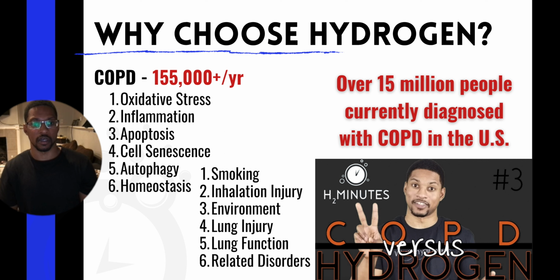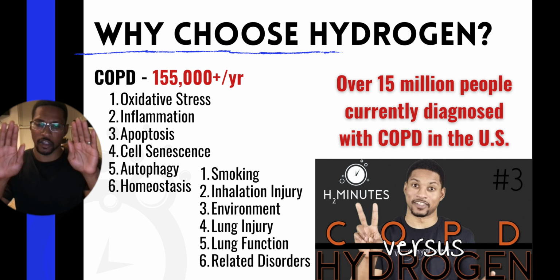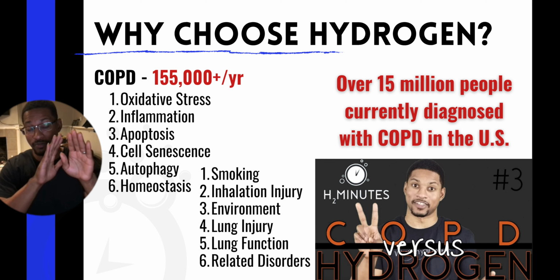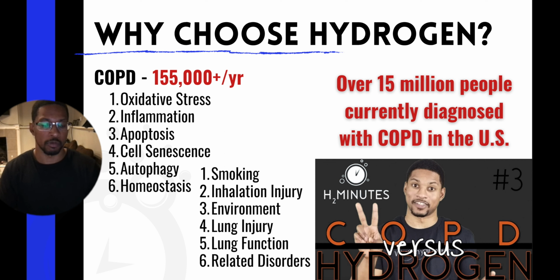Next would be COPD with 155,000 plus people per year. Over 15 million people are currently diagnosed with COPD in the United States. And in this video, we address this in two different scales. One would be the smaller scales, dealing with the microbiology. And then the other would be larger scales, like injuries or different things that can lead to the dysregulated processes in the microbiology, right? And so we basically show that molecular hydrogen can deal with both sides.